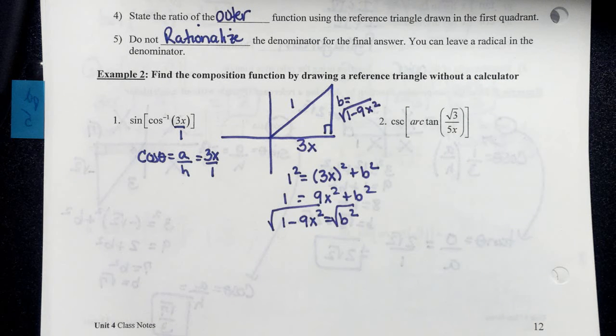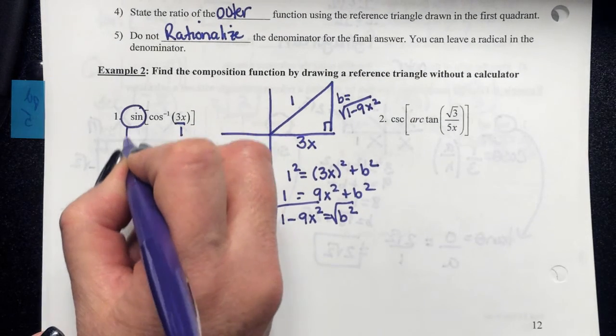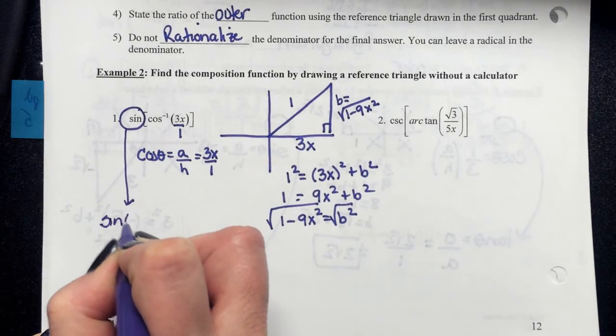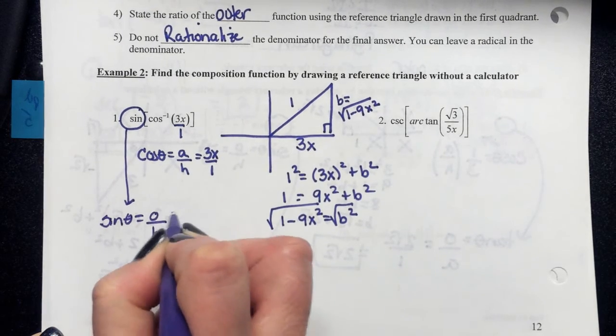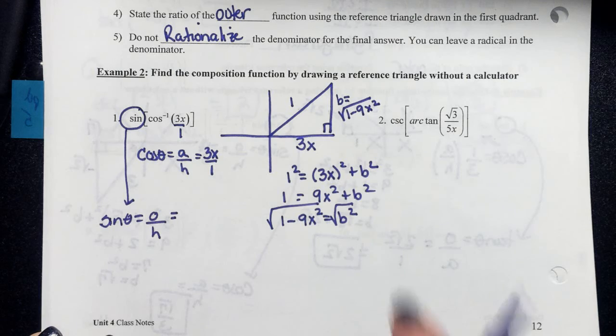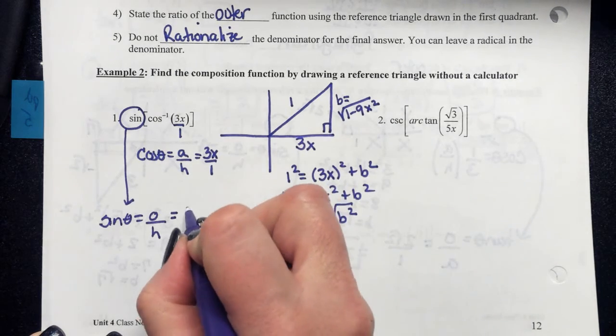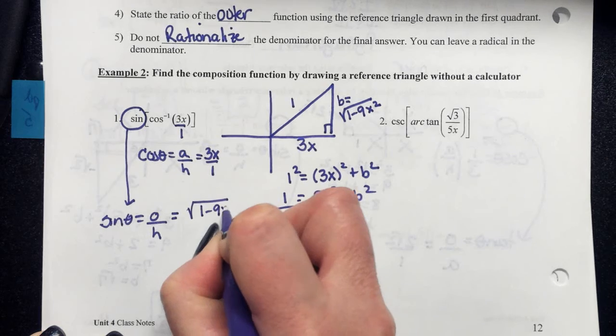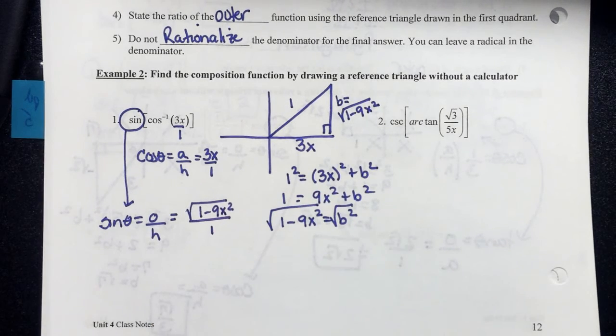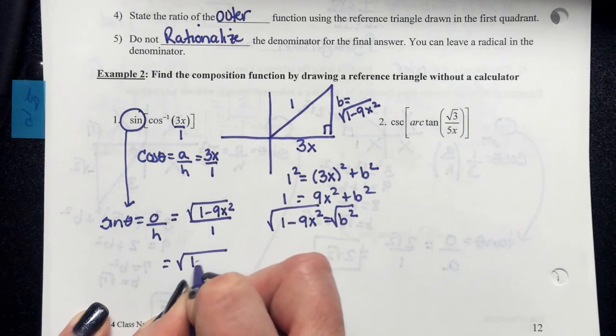So the only difference between what we did in all the other triangle problems is that the third side and the other side are going to have a variable as a side. They're not going to be numerical answers. So now I'm going to look at the outer function. I know from SOHCAHTOA the sine is equal to the opposite over hypotenuse. So the opposite side I found to be square root of 1 minus 9x squared. The hypotenuse is 1. So again, your answer is just going to be square root of 1 minus 9x squared.